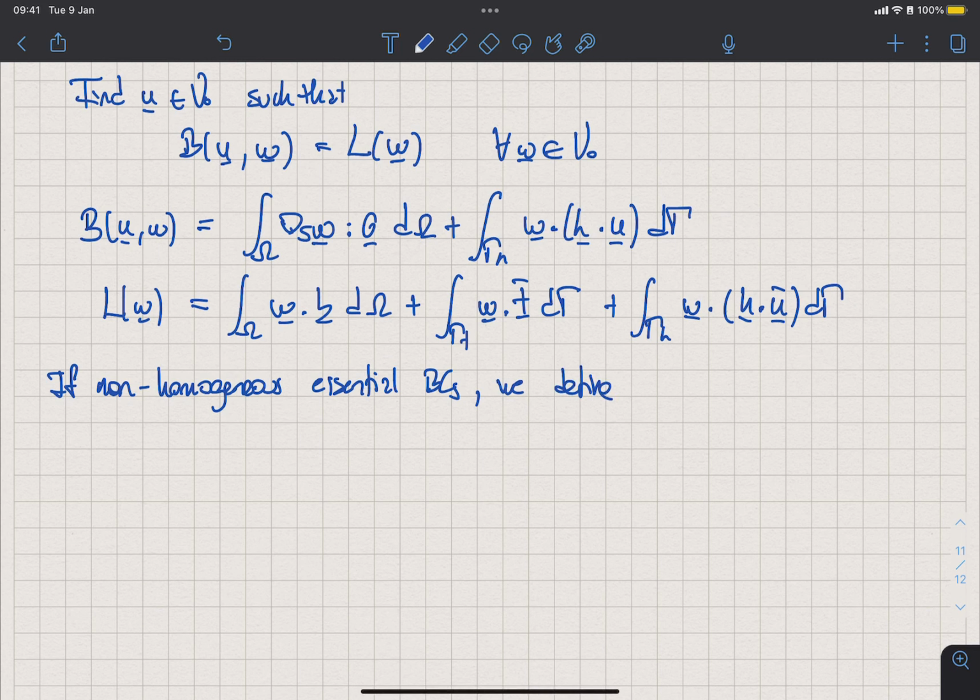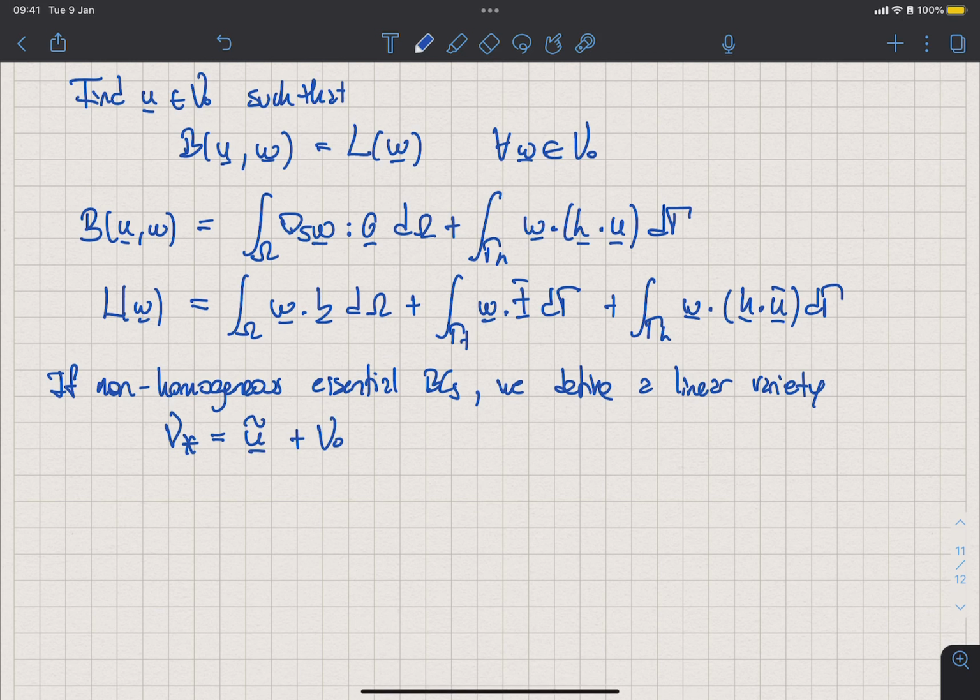And now we're going to get a bit more mathematical here, just as a definition. We're going to call this a linear variety, okay? So what is a linear variety? Well, a linear variety is just a translation of a space by a known function.